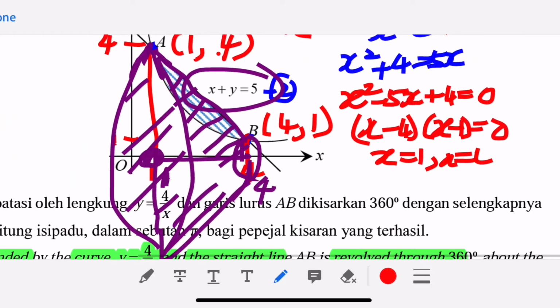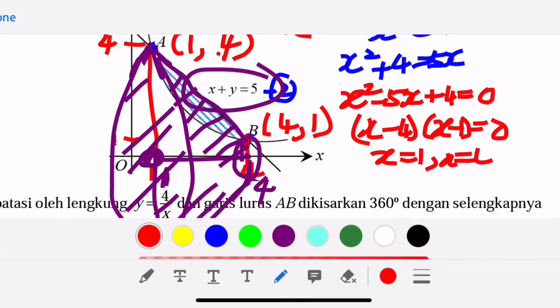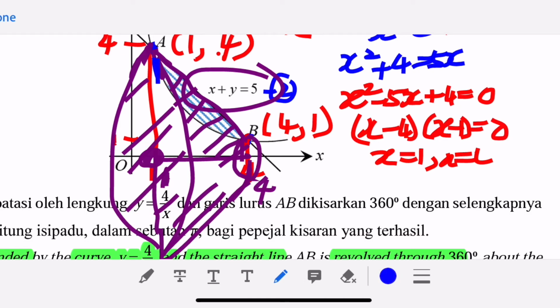the volume for the other one. I'm going to show you this line. If I rotate this line, the blue curve, it will generate this area. If I rotate this area, I will get the volume for this blue area, right? For this blue area.